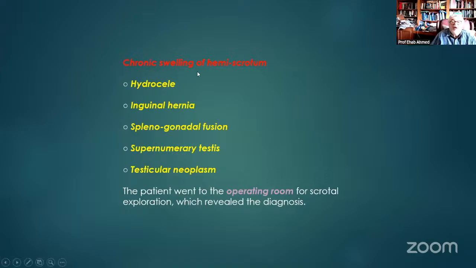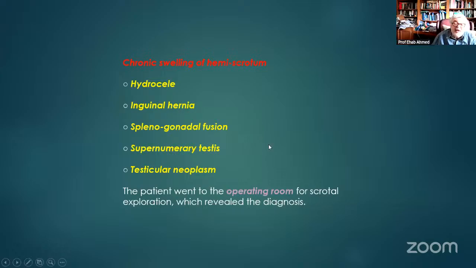But if you have a chronic swelling of the hemiscrotum, which is not the case here, it's just because we're talking about this issue, it could be a hydrocele, which we see very commonly, or inguinal hernias, we see a lot. A syndrome called splenogonadal fusion, it's very, very rare. Or supernumerary testis, or testicular neoplasm.